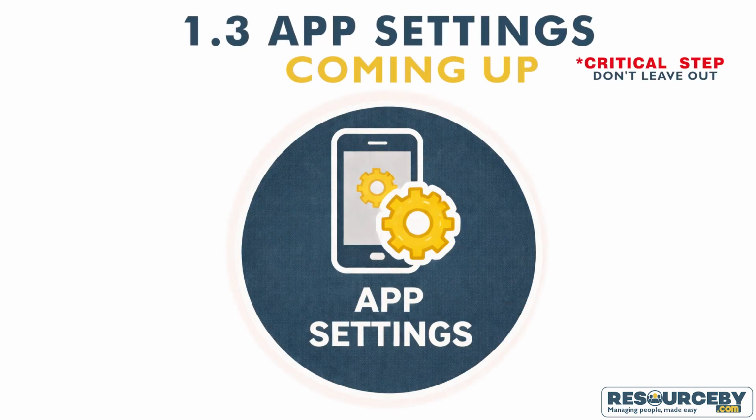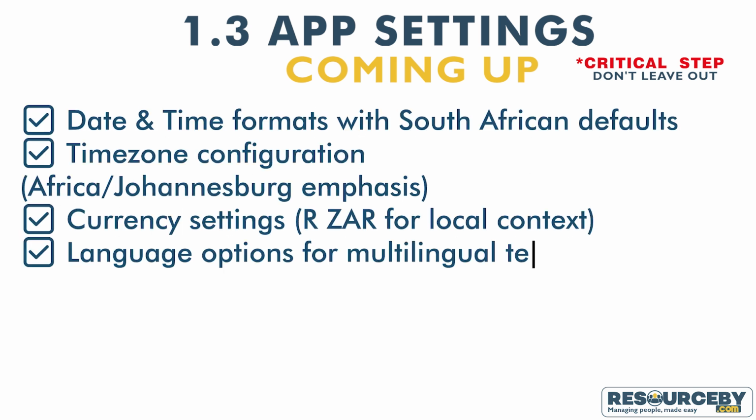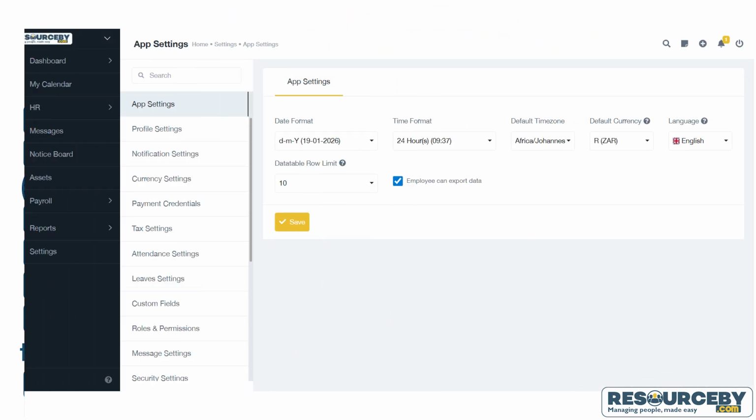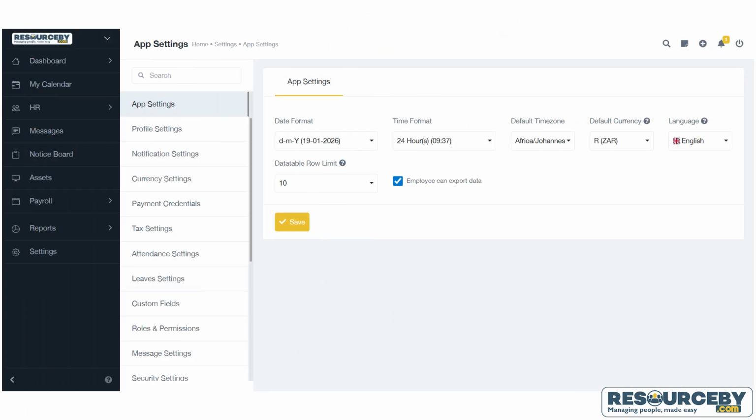Configure your app settings. These are the preferences that control how dates, times, and data appear throughout your entire Resourceby system. Getting these right from the start ensures everything displays correctly for you and your team. From the settings sidebar, click on App Settings. Perfect. You're now on the App Settings page.